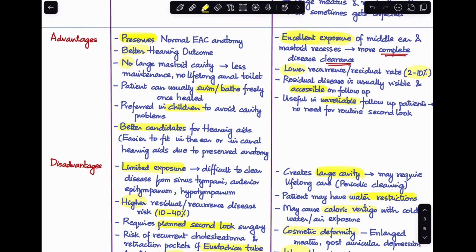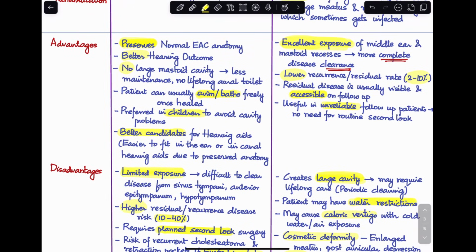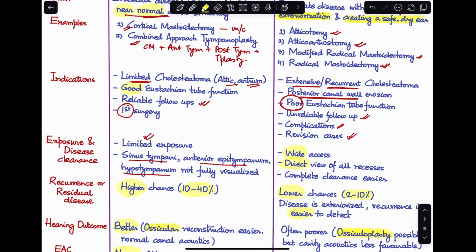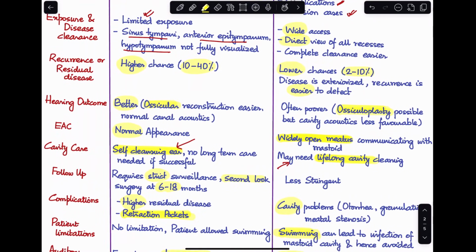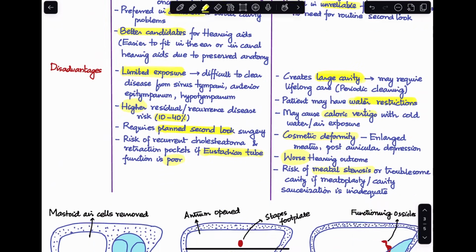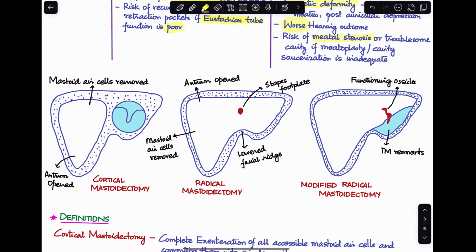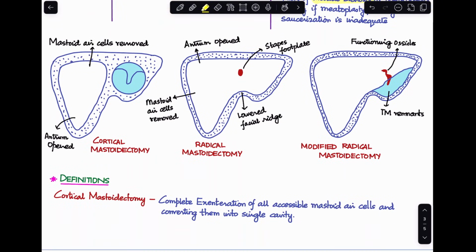So these are all the advantages and disadvantages as well as the differences between canal wall up procedures and canal wall down procedures. Amongst the three common procedures that we know are cortical mastoidectomy, radical mastoidectomy, and modified radical mastoidectomy. So just before we finish the class, we'll discuss a little bit about what is the definition of it, and what are the structures that you remove over here. But we'll do a much more in depth discussion in a separate video.